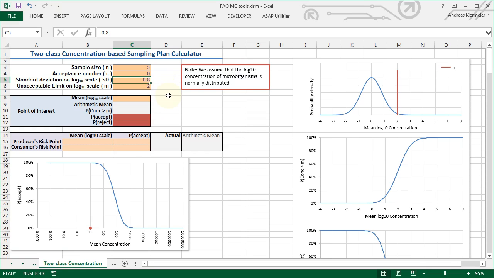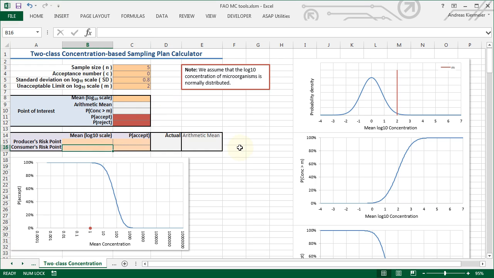Now you may be able to obtain such an estimate from either historical data, from the published literature, or by collecting a few sample units as part of a pilot stage. We also need to decide on what the unacceptable limit, the little m, should be, which is basically a business or risk management decision rather than a statistical one. So for this demonstration, let's assume that the standard deviation is 0.8 and that the microbiological limit is 2, both on the log scale, just like we have here.